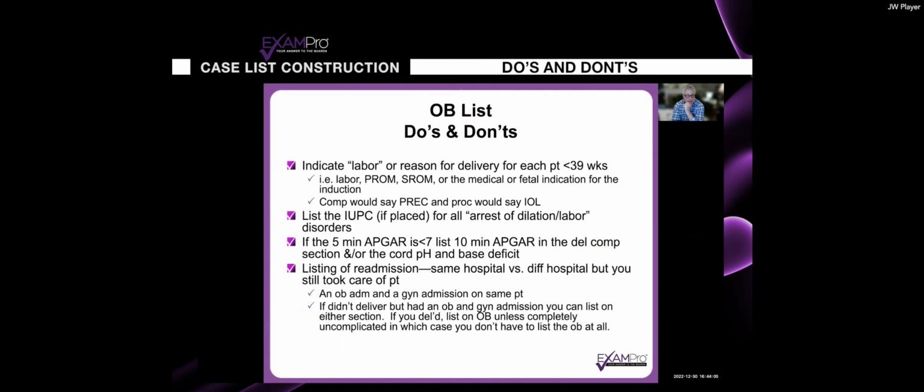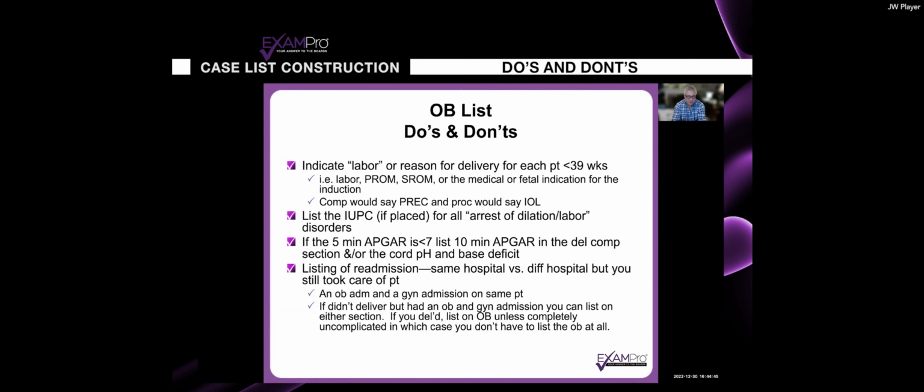Okay, so again, indicate labor or the reason for delivery for every patient under 39 weeks. Your complication would say preeclampsia, and the procedure would say induction of labor. And again, the preeclampsia would be typed out. So if you have an IUPC that you've placed on a patient, please list it. You should, and you want to be consistent about this. So for all arrestive dilation or arrestive labor disorders, should have an IUPC. That doesn't necessarily hold true for arrestive descent. It's just for the arrestive dilation, so somebody in the active phase of labor.